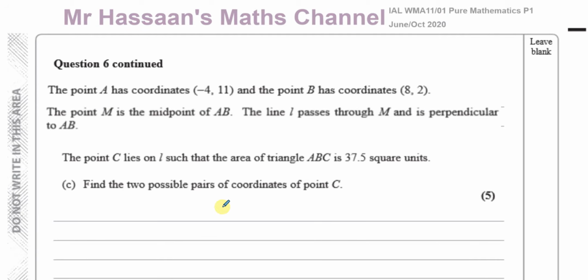So it says the point C, this is stuff from the first part of the question we might need, but it says the point C lies on the line L such that the area of triangle ABC is 37.5 square units. Find the two possible pairs of coordinates of the point C.